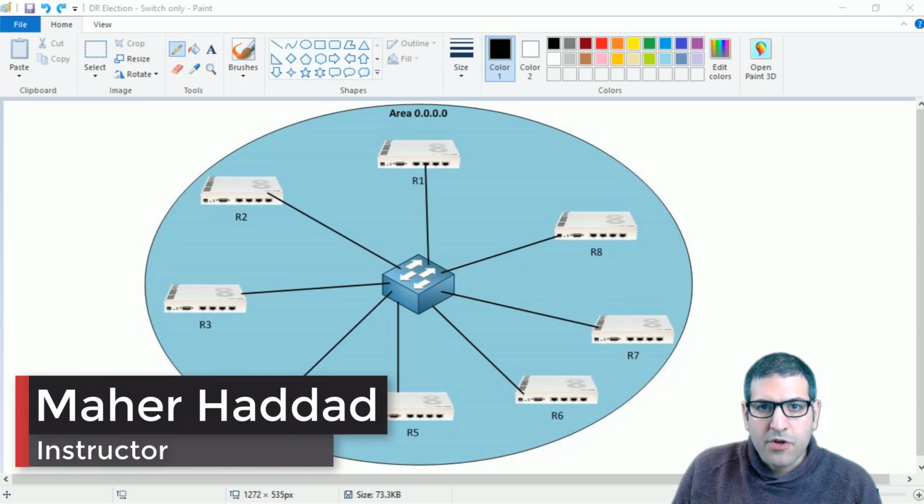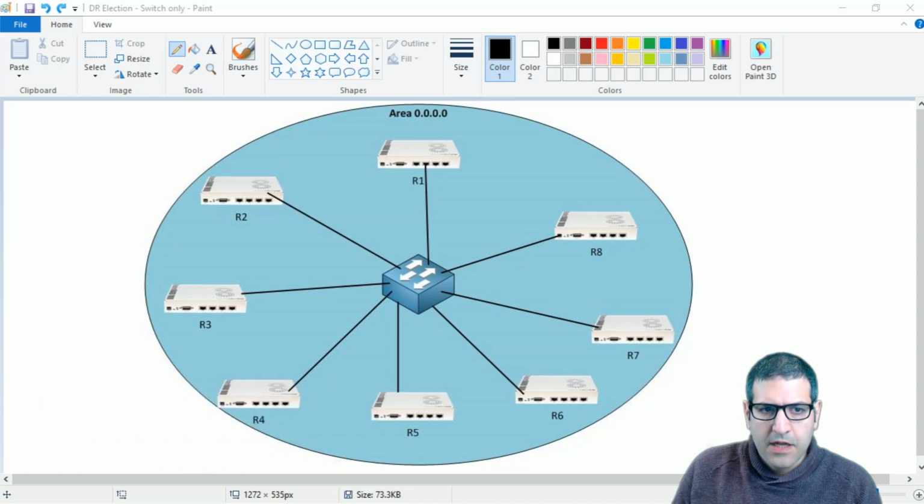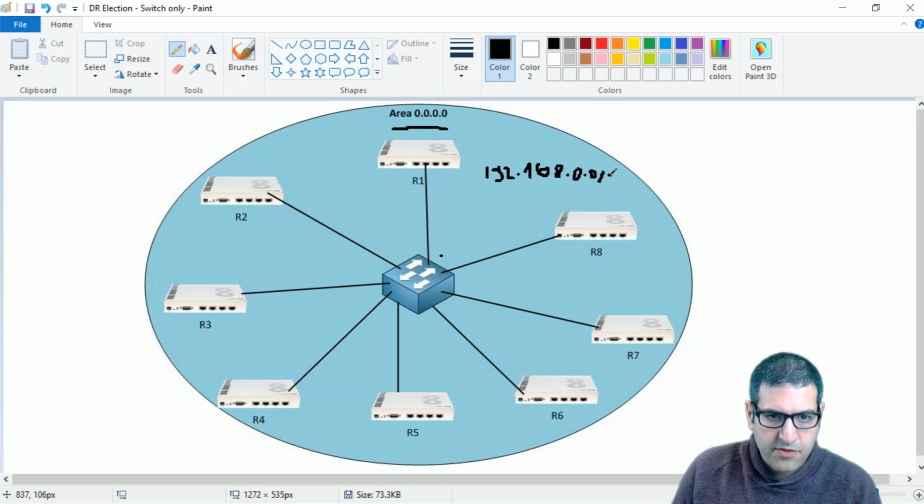In this lecture, I'm going to explain about the designated router and the backup designated router. As you can see here, we have a multi-access segment or a broadcast segment, which means that you have the area 0 here, the backbone area. And inside this backbone area, there are 8 routers, which are all connected to the switch over here. Say that you have a subnet of 192.168.0.0/24. So this will be having .0.1, 2, 3, and so on.